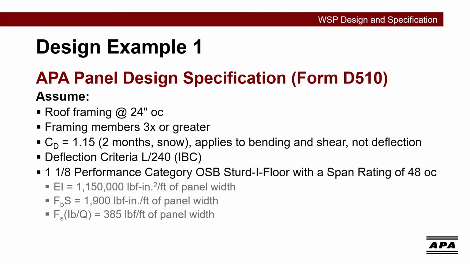We're evaluating 1 1/8 performance category OSB Sturd-I-Floor panels with a span rating of 48 inches on center. The flexural stiffness value is 1,150,000 pound-inches squared per foot of panel width. The bending capacity is 1,900 pound-inches per foot of panel width. And finally, the shear capacity in the plane of the panel is 385 pounds per foot of panel width.